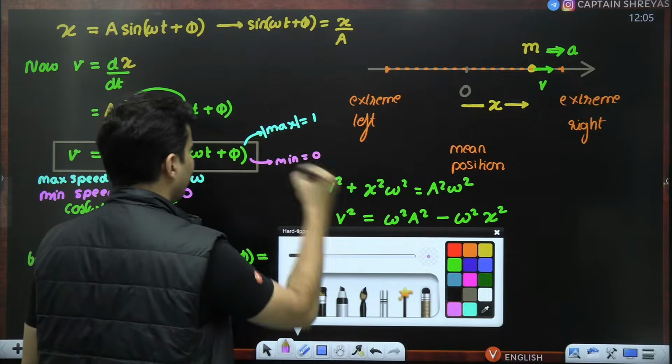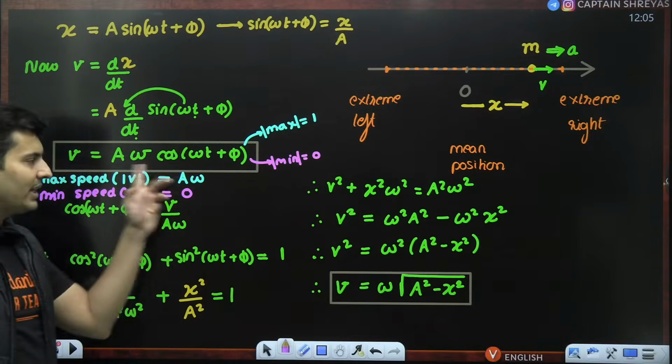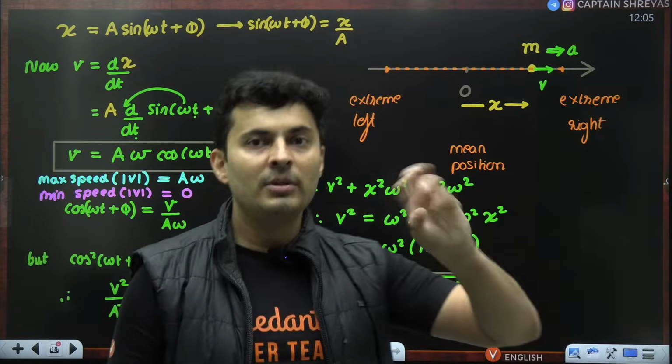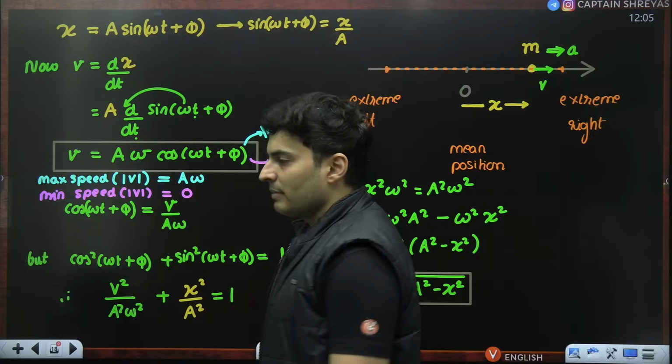All this is magnitude wise because we are calculating the speed. Is this absolutely clear, guys? Why the maximum speed is A omega, minimum speed is 0. Now can you think and tell me where would this maximum speed be?